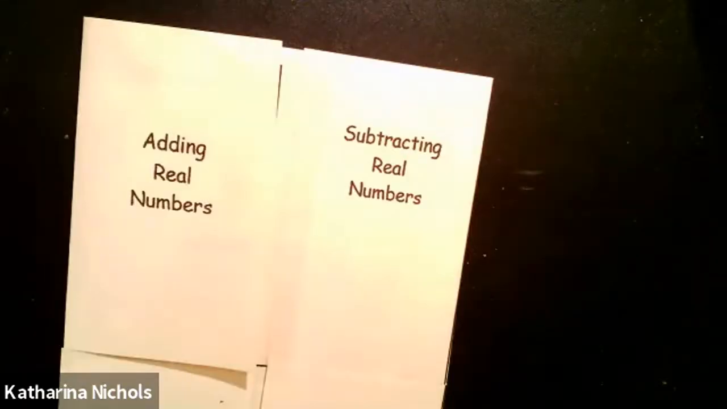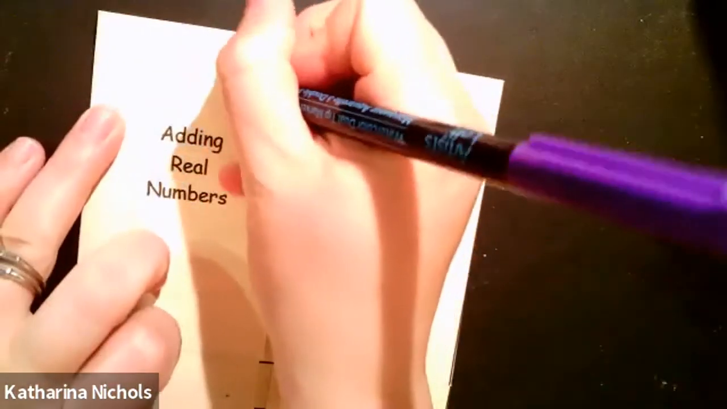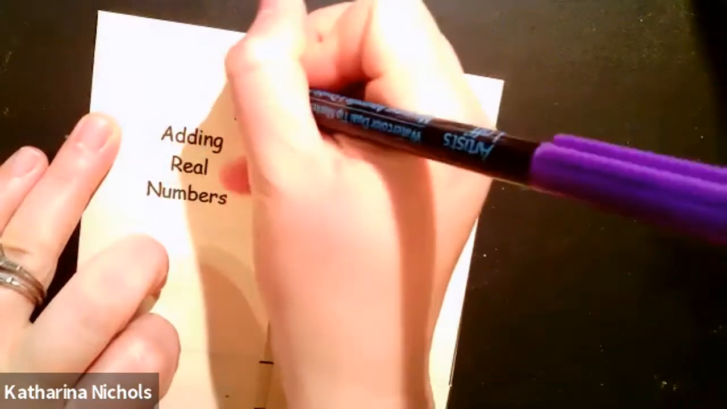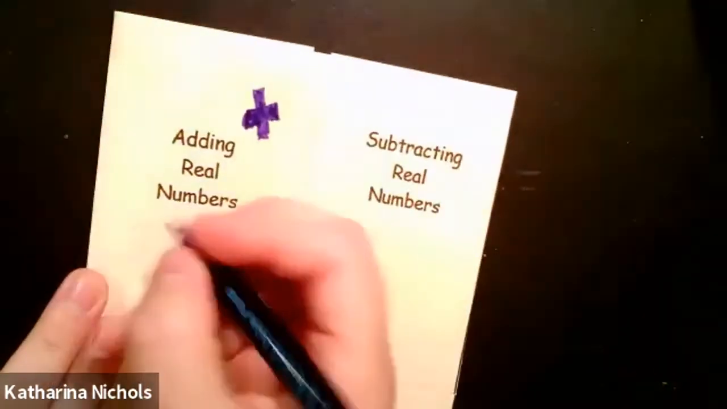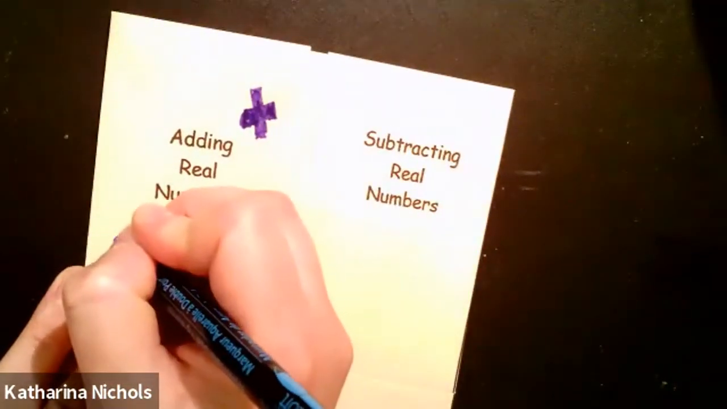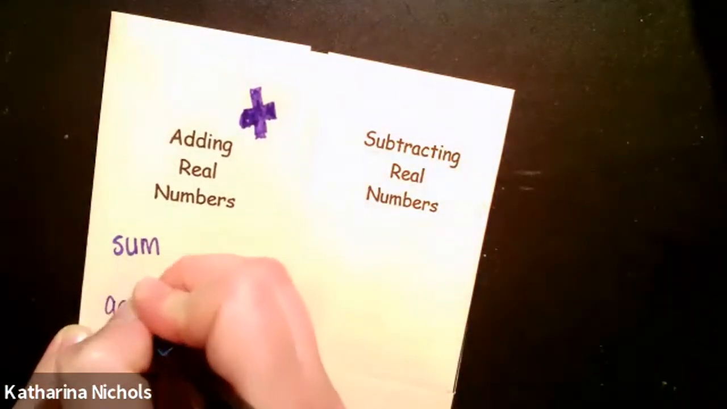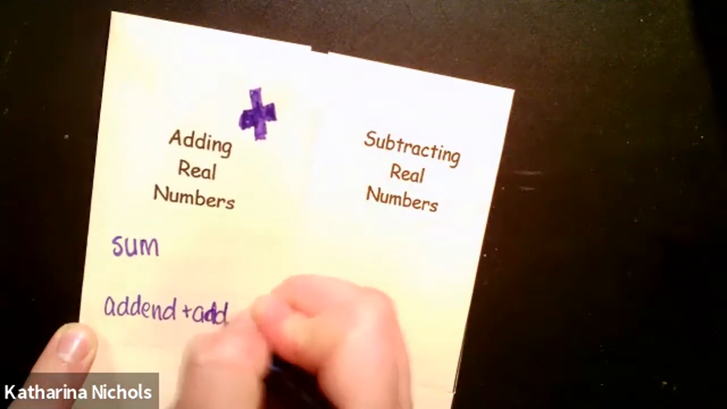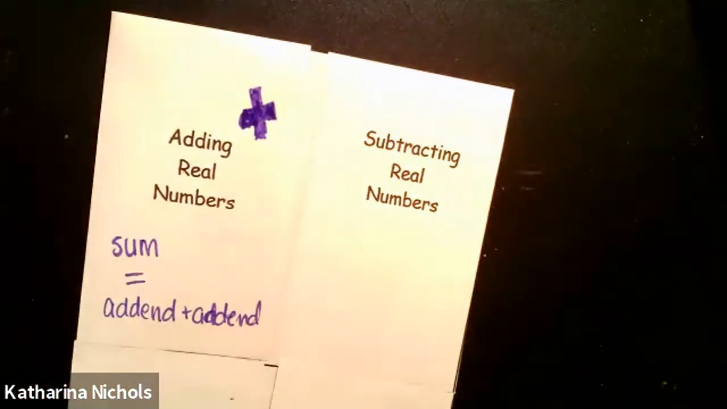Adding real numbers. So if you'd like to decorate, this is a great place to decorate. You might want to put a plus sign there. You might also decide to stick some of your vocab on there. For example, I know that sum is an important word. And in fact, I know that if I take an addend plus an addend, that's when I get a sum. So a sum is equal to an addend plus an addend. Open up that flap.